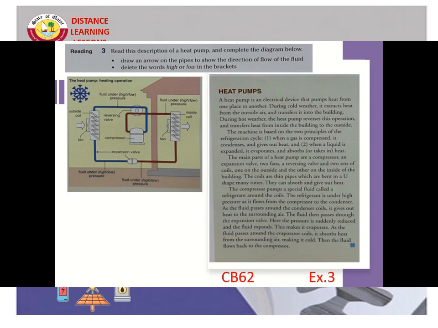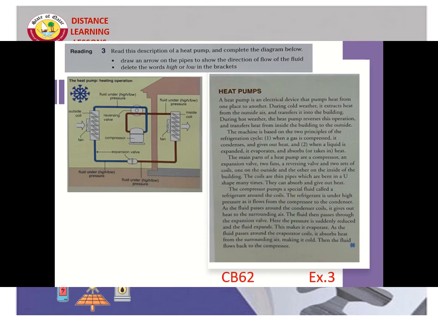Now, on the same page, we are going to read, and our task is to read the description of a heat pump and complete the diagram below by drawing arrows on the pipe to show the direction of flow of the fluid, and then deleting the words high or low in the brackets. You can see that we have 4 brackets, and in each bracket we have 2 words, high or low. Part of our task is to delete one word from each bracket.